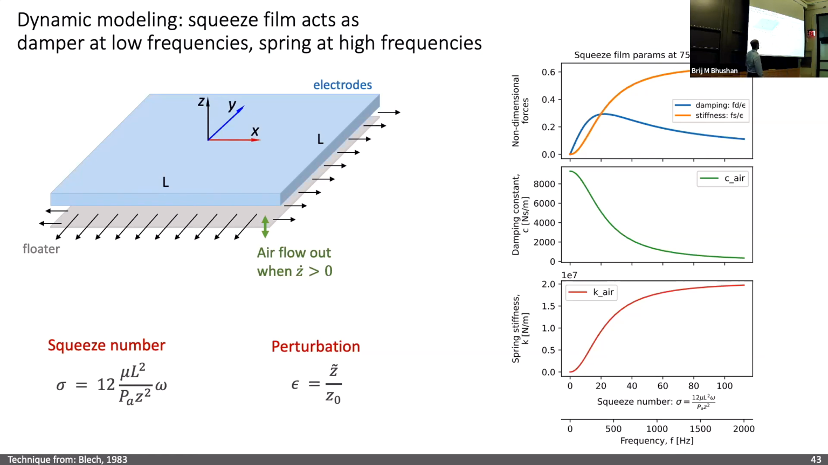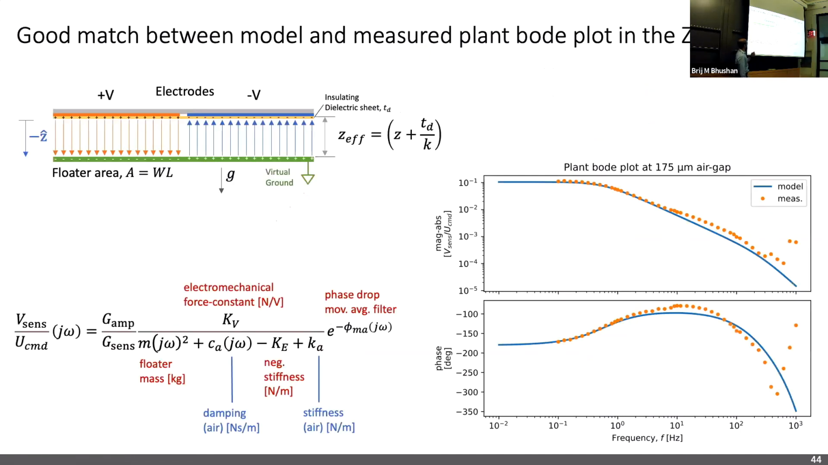So we used models that were published by Blech, and we modified that to be used in our system. And once we incorporate those results, that is the damping and stiffness due to air, along with the model for parallel plate capacitor, our model matches reasonably well with the actual measured plant frequency response. And I think this was helpful. So from the parallel plate capacitor model, we get the negative stiffness and the electromechanical force constant. Then we have mass of the floater and an additional phase drop because of the oversampling and averaging that we are doing.